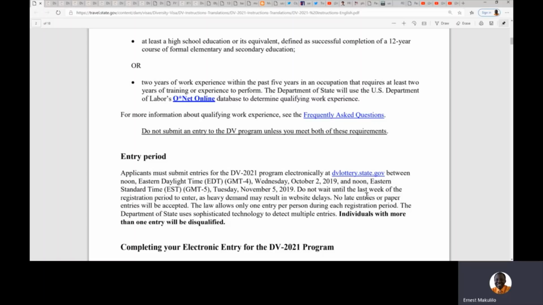There is no paper application. All applications are done online. And this is very critical: individuals with more than one entry will be disqualified. So it is one person, one application. The successful application is the one where you go all the way to the end and it says successful. If it says successful, you will see the confirmation number.